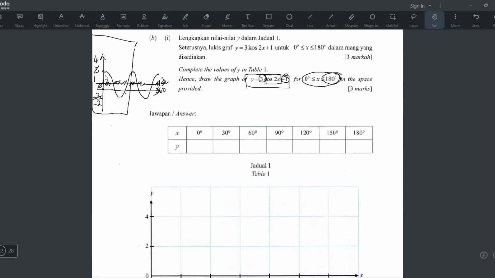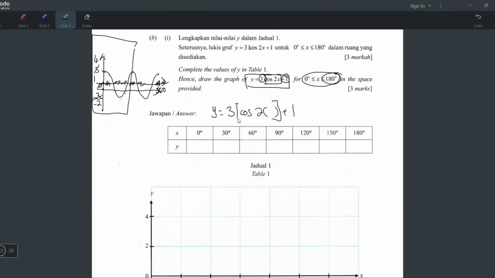Alright, so now let's substitute x equals 0 in here. So it becomes 3 cos 2x plus 1. And of course this one has to be done first. So x is 0. 0 times 2 is 0. Cos 0 is 1. 1 times 3, 3 plus 1 is 4. Next one. This one is cos 30. 30 times 2 is 60. Cos 60 is 1 over 2. 3 times 1 over 2, 3 over 2 plus 1 is 2.5. Or you can write 5 over 2.